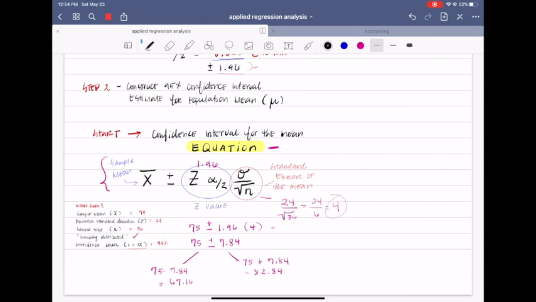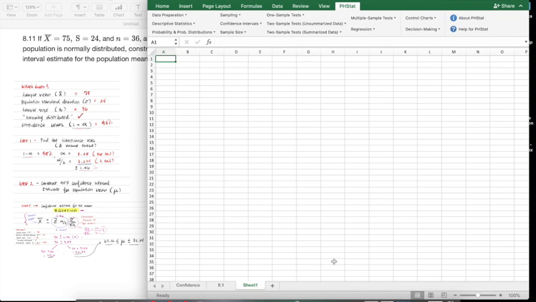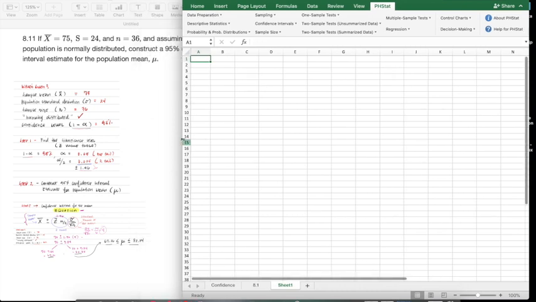Now we're going to take those two values and write our equation, which is our answer. So we have 67.16 less than or equal to mu less than or equal to 82.84. So our lower and upper limit numbers are 67.16 and 82.84, and it tells us that the population mean falls in between these two numbers.